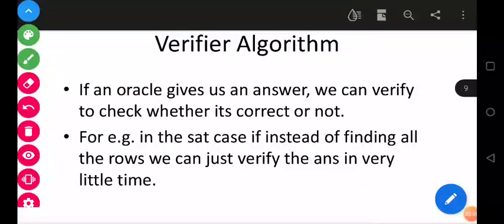Now, what is a verifier algorithm? If an oracle gives us an answer and we can verify whether it is correct or not, for example, in the SAT case, if somebody tells me for a equal to 1, b equal to 1, a dot b equal to 1, then I don't need to search for the combination for which it is true. I can verify it directly by substituting it in the formula, and in that case I don't need to search for the 2 to the power n options. So a verifier algorithm does not find the answer, but it only verifies whether the answer given to it is correct or not.